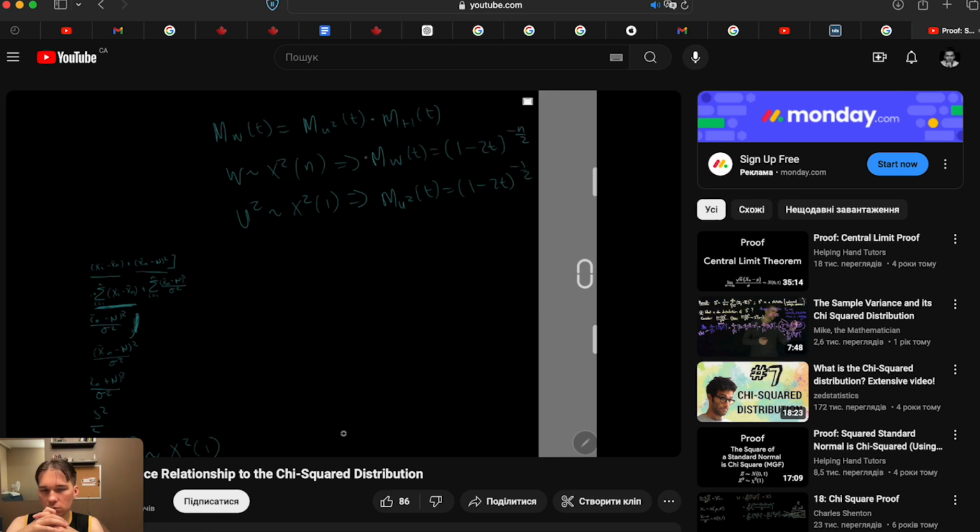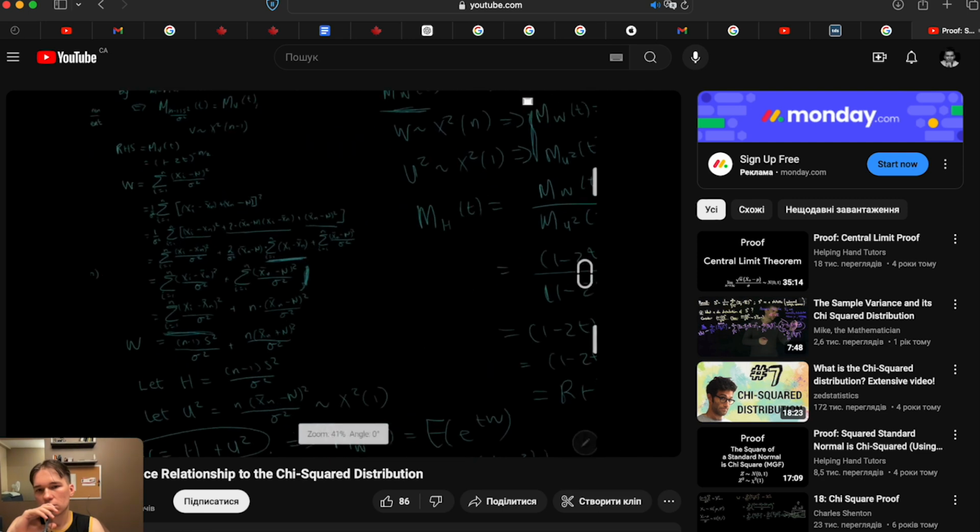So then using these two facts and this fact over here, we can write that the moment generating function of h of t is equal to the moment generating function of w divided by the moment generating function of u squared of t, which is (1 minus 2t) to the power of minus n over 2 over the right-hand side. That is equal to our right-hand side.